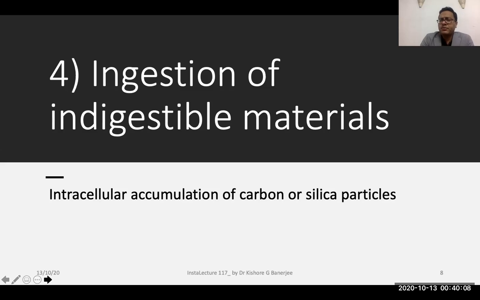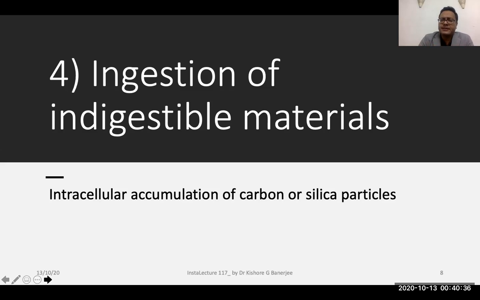The fourth mechanism through which intracellular accumulation could occur is ingestion of indigestible materials. The idea is simple. If there is accumulation inside the cell of some substances like carbon or silica, the cell has no mechanism, no enzyme to degrade it, to process it. So they would start to accumulate inside the cell. And sometimes it could lead to pathologies.